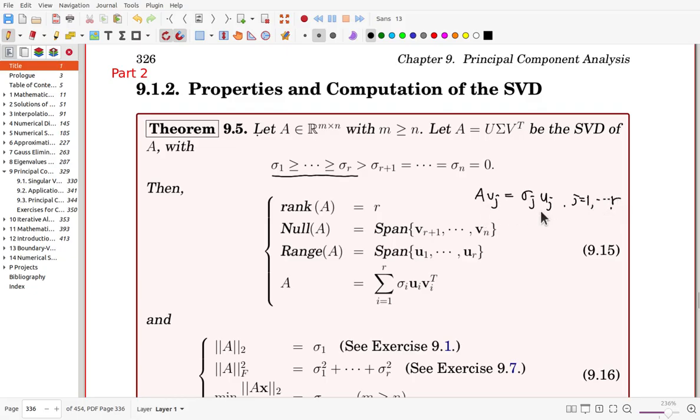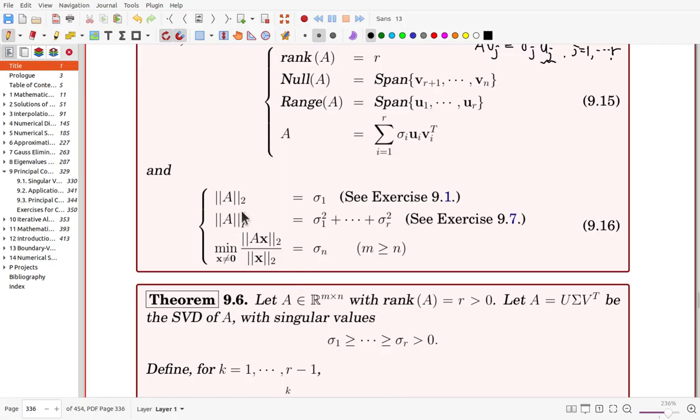Okay, so that is a vector in the range, so that all the points in the range are spanned by U1 to Ur. A can be written in this way. That is called the dyadic decomposition. We considered it earlier.